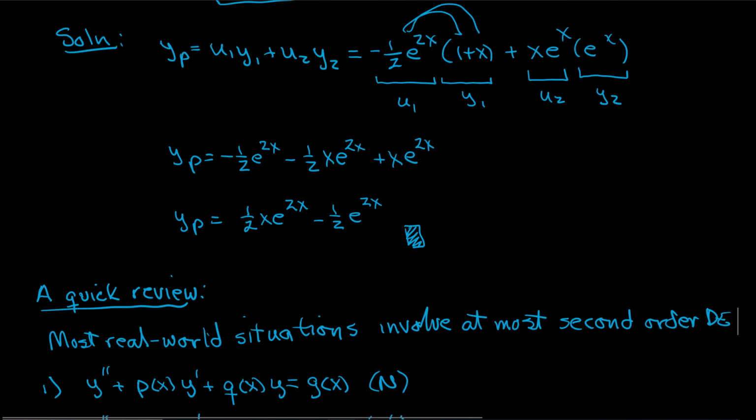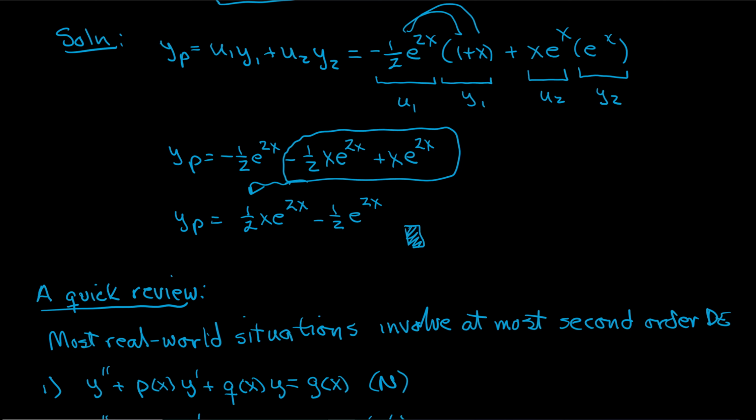Okay, so this will clean up a little bit. Let's see, we have our minus 1/2 e to the 2x. Well, that's not going to go anywhere because there's nothing to combine with that. But notice these two terms. They both have factors of x e to the 2x. We have one of them minus a half of one of them, which will give us 1/2 x e to the 2x. And there is the simplified version of the particular solution for that problem.